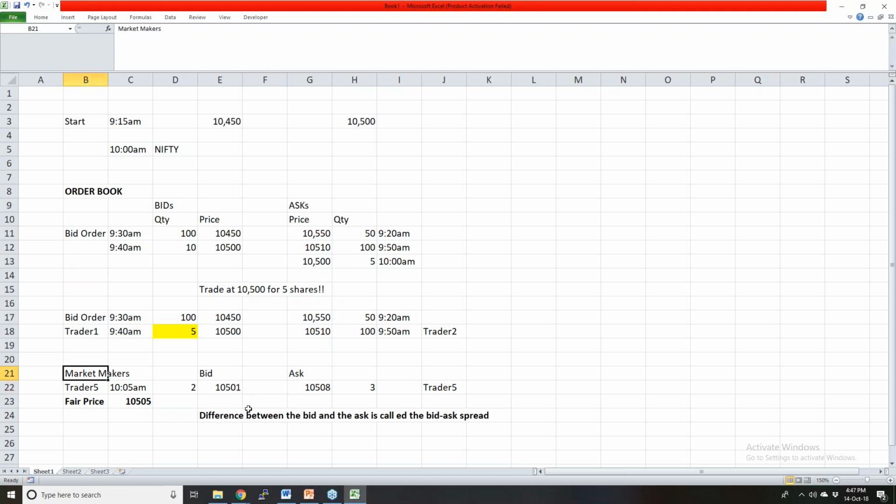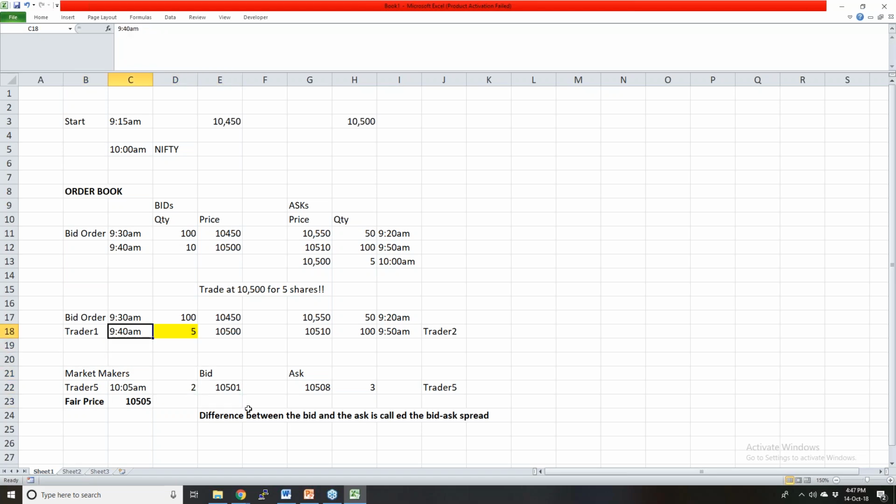A market maker is a normal trader. He's a normal trader and he wants to earn. Mostly high frequency traders are market makers. A lot of them are market makers. So they quickly change their bid and ask depending upon the fair price. I will explain the market making example again.